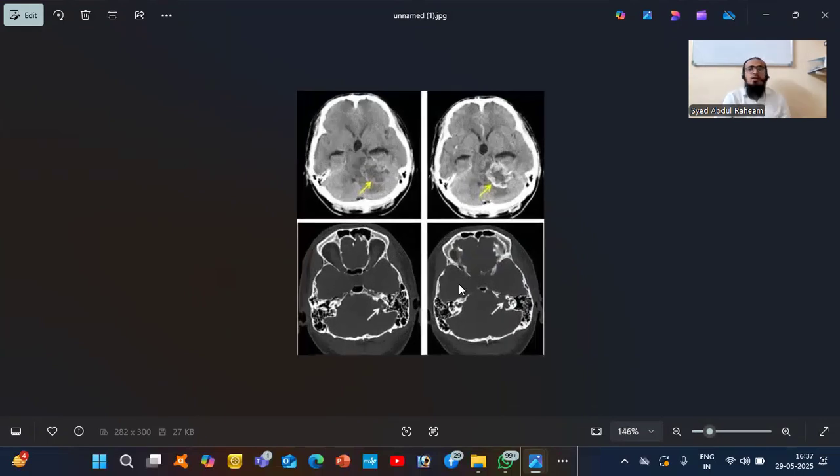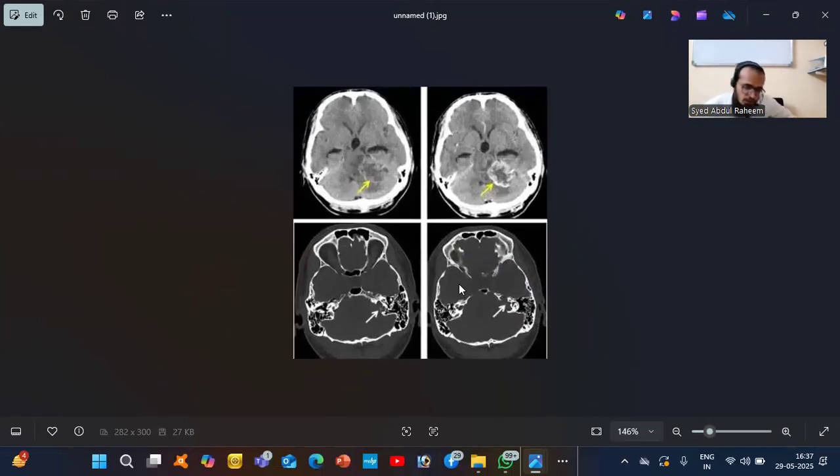Next, not so common, is seen in the adults, that is CP angle tumor, also known as schwannoma. It is seen in the cerebellopontine angle, between the cerebellum and pons. It will arise from that area. So there is a reason we call it CP angle tumor. Okay, so you can see that this is the CP angle tumor here. It is mostly seen in adults between 30 to 40 years age.